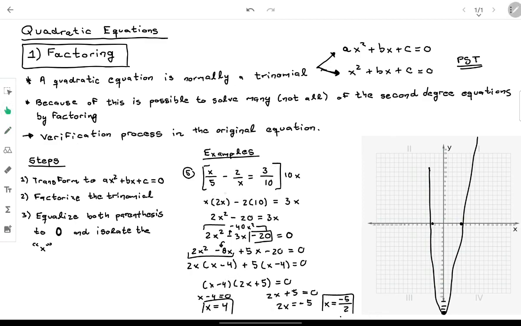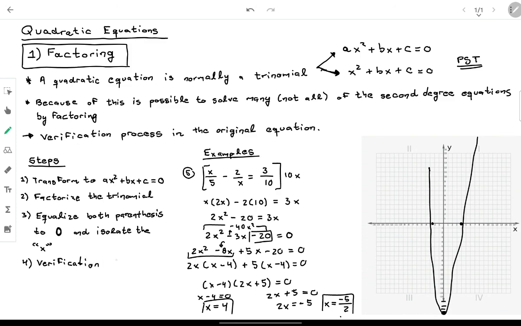Remember, if we want to do the verification process, we need to verify both of our answers in the original equation. Of course, I won't do it in the video because of time issues. But remember, the process is always the same. First, we need to transform the equation to have the trinomial form. Then we need to factorize the trinomial. And then we will need to equalize both parentheses to 0 and isolate the x. And only if they ask you to do the verification process at the end.